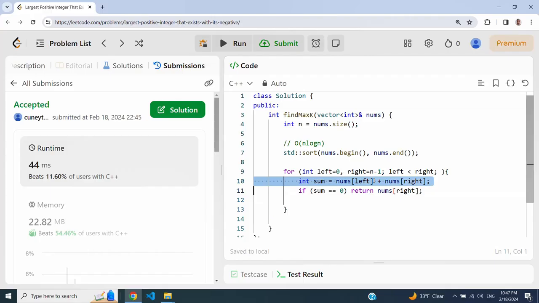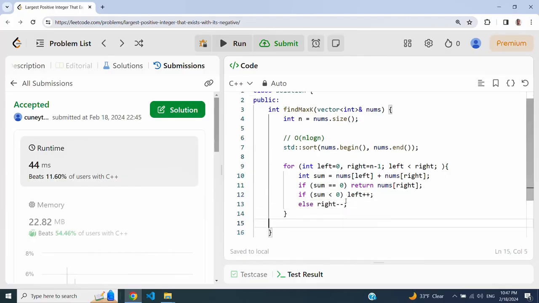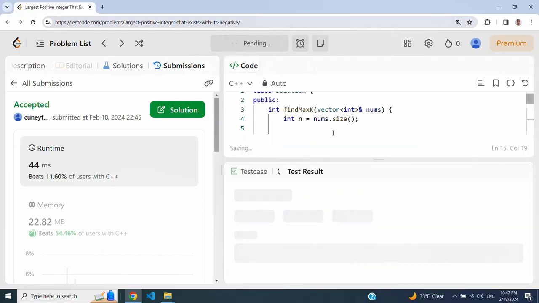So if the sum is equal to 0, it's like adding minus 7 to 7, then we can immediately return nums[right]. Otherwise, if sum is less than 0, that means the number on the left-hand side is bigger in the sense of absolute value, so I need to increment the left pointer. Otherwise, I need to decrement the right pointer. If I come here, that means I couldn't find it, so I'm going to return minus 1.